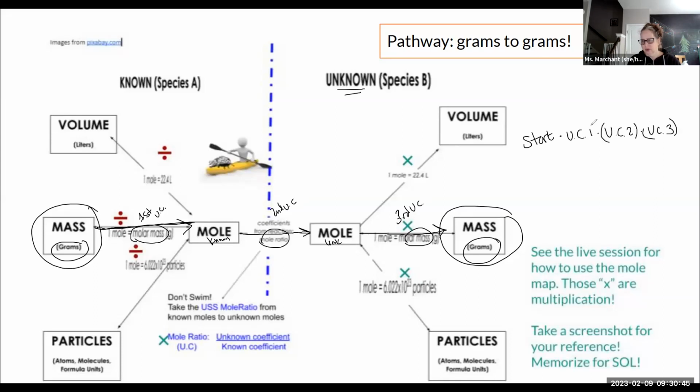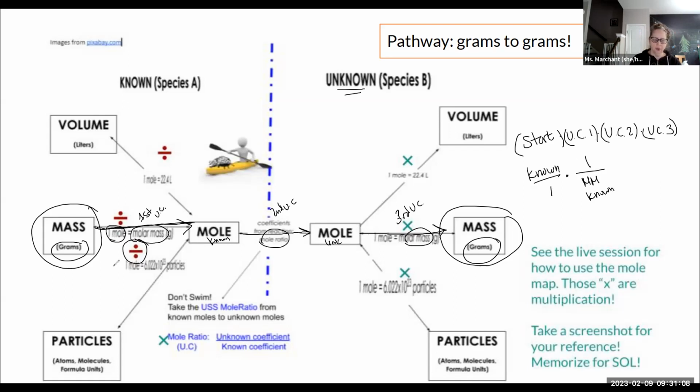So those are all fractions. I'm going to have 4 total fractions that I'm multiplying. My start fraction is always known over 1. My unit conversion number 1 is molar mass. Does it go in the numerator or denominator? Divide, so it's under the divisor. Molar mass of the known goes in the denominator. A 1 goes in the top.